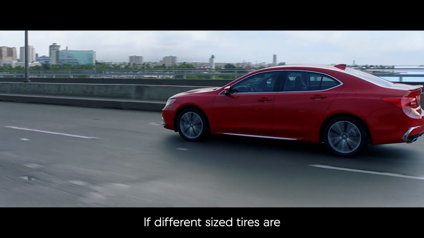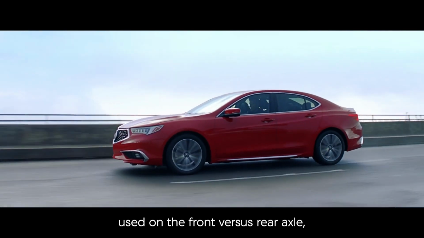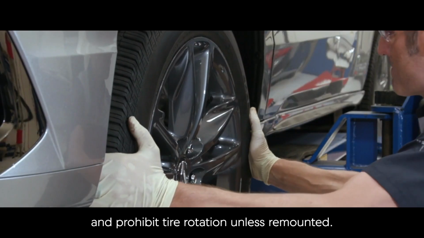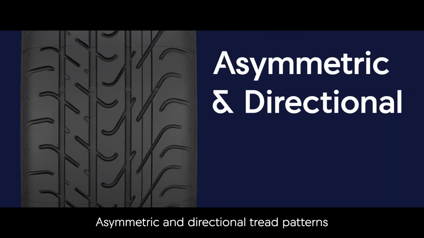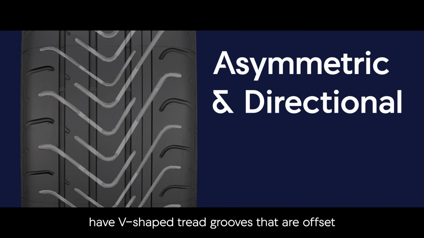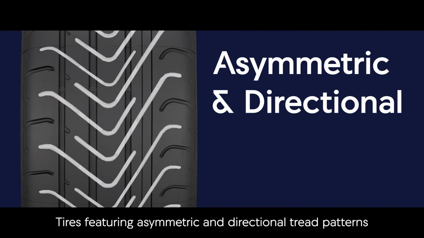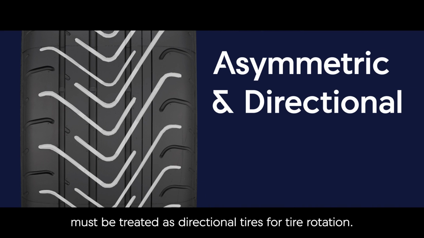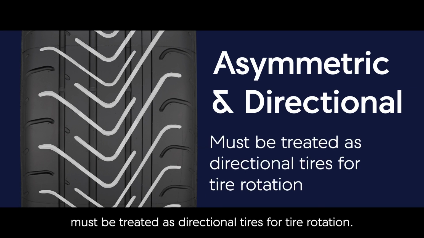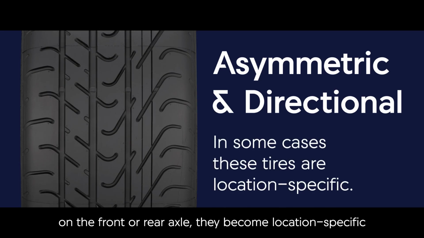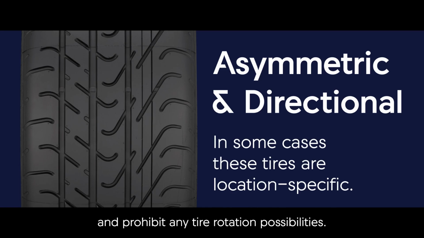If different sized tires are used on the front versus rear axle, the tires become location-specific and prohibit the tire rotation unless remounted. Asymmetric and directional tread patterns have V-shaped tread grooves that are offset compared to the center line of the tire. Tires featuring asymmetric and directional tread patterns must be treated as directional tires for tire rotation. However, if different sized tires are used on the front or rear axle, they become location-specific and prohibit any tire rotation possibilities.